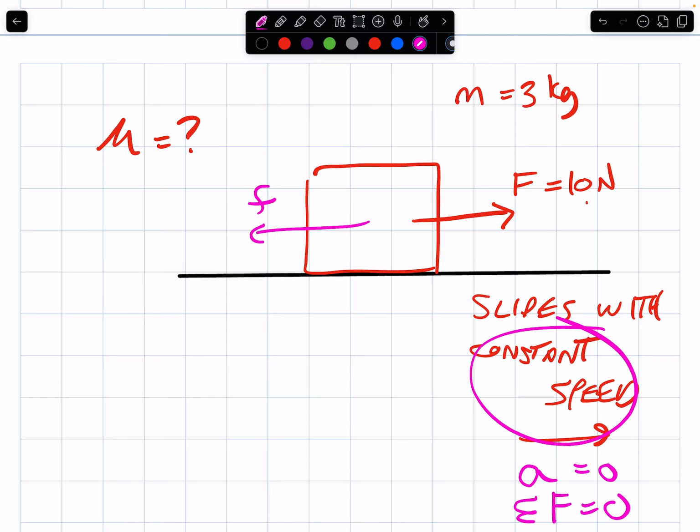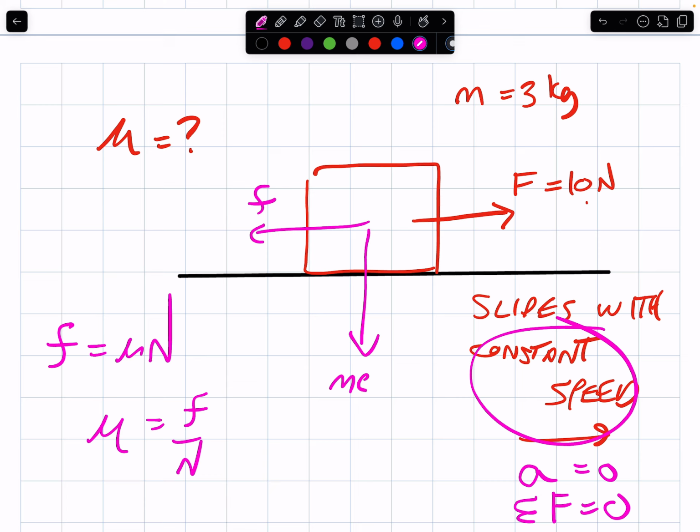Right? And then there's an equation for friction. Friction is mu times n. Right, and that means that mu is F over n. So let's just figure out here what n is. Well, there's gravity acting down on the box here, mg. So 3 times 10 is 30 newtons. So that means that n is 30 newtons.